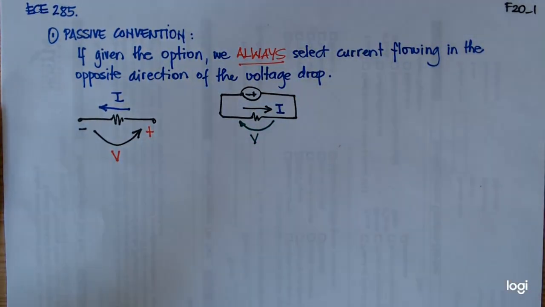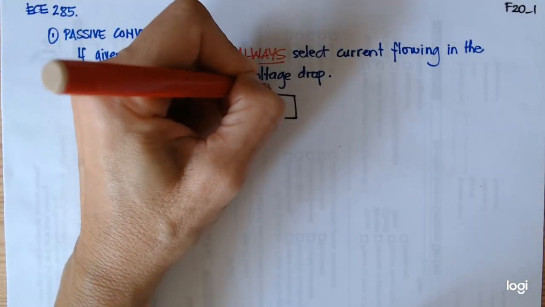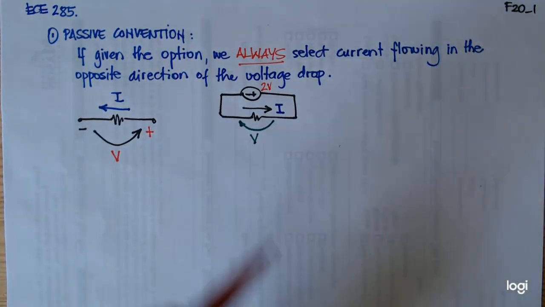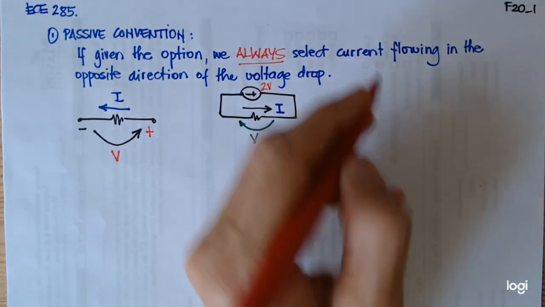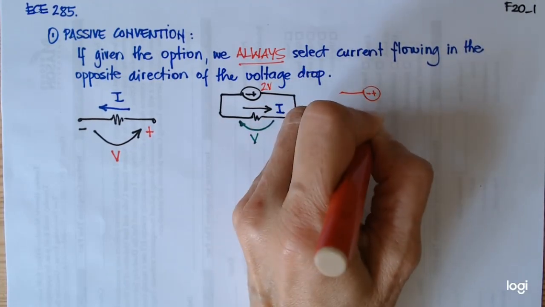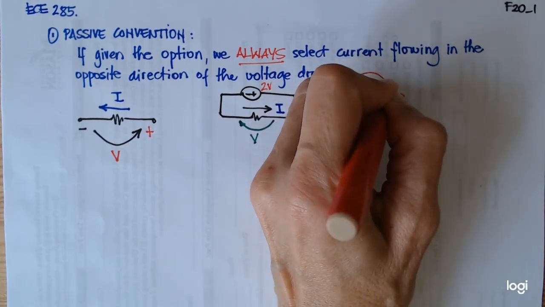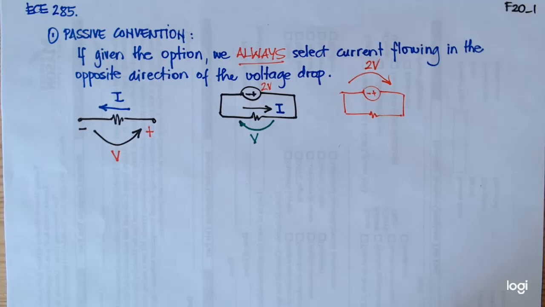So if I were just measuring the voltage on this battery here, let's say it's a 2-volt battery, I would put the multimeter this way. Let me redraw that circuit. So watch, if I do this, and that's a 2-volt battery, I measure 2 volts.